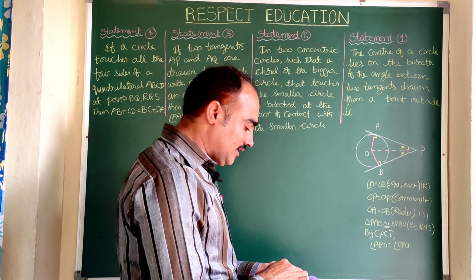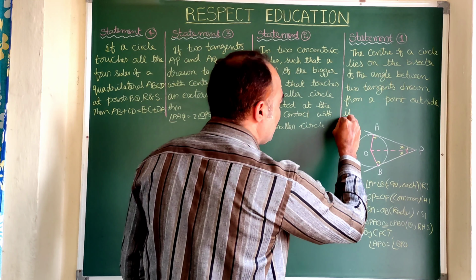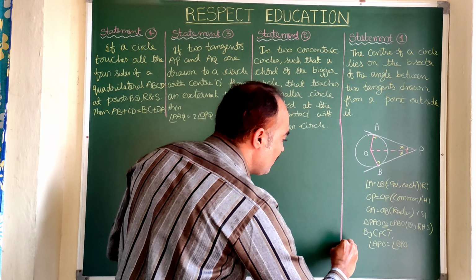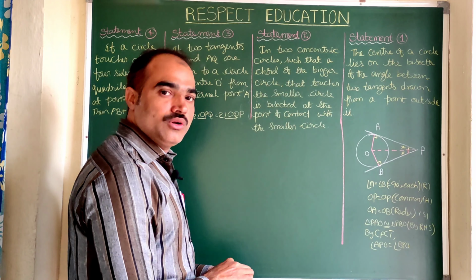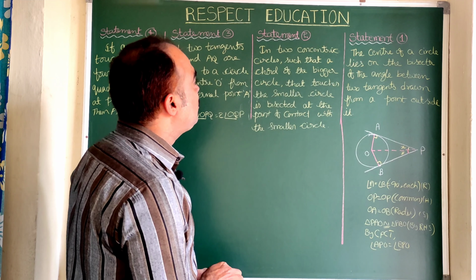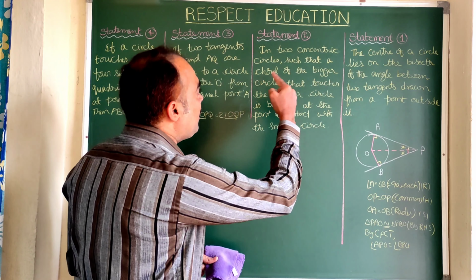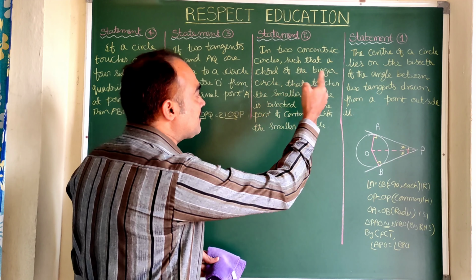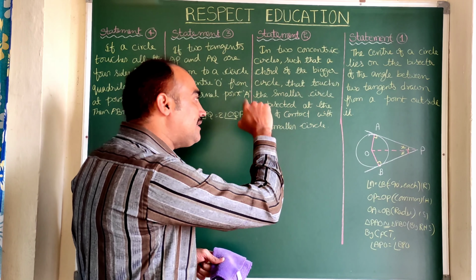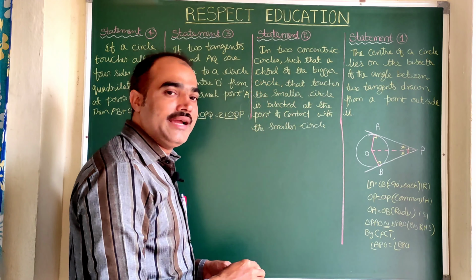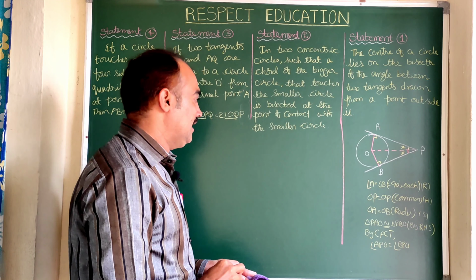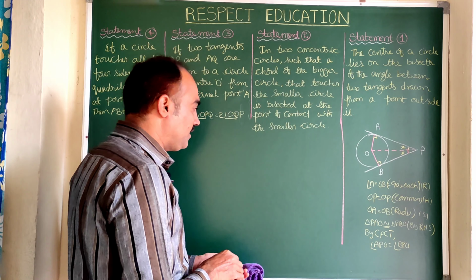Right? Now here let us go for statement 2. Let us see statement 2 now. In two concentric circles, a chord of the bigger circle that touches the smaller circle is bisected at the point of contact with the smaller circle. Here let us see what it means.